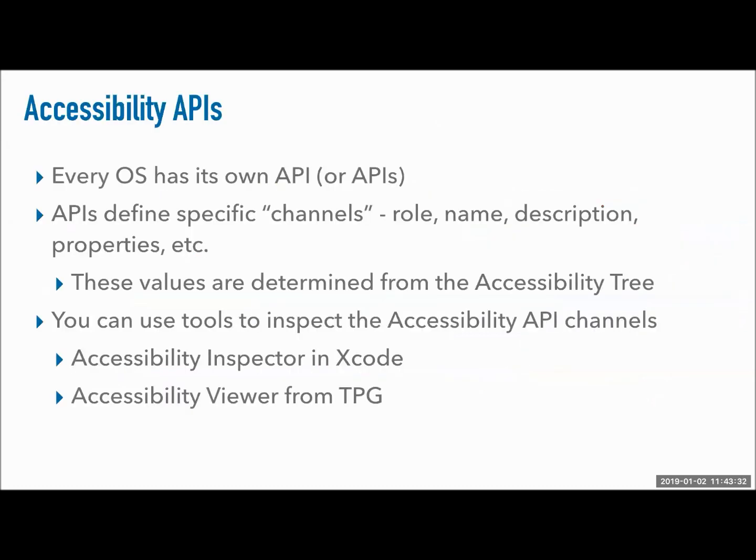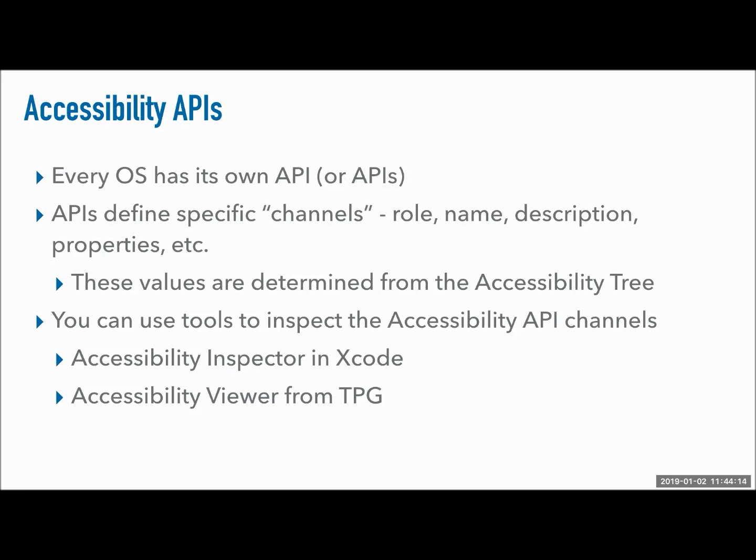So every operating system has its own API, or multiple APIs in some cases, which are just the specification defining how these things are going to be communicated between the software and assistive technology via that operating system. Those APIs define channels, things like role: what is this thing, what does it do? Name: how do we title or tell you what this thing is? Description, properties, whether a checkbox is checked or unchecked, required, and so forth. Those can all be defined via these API channels. And those values are determined from the accessibility tree that's generated in the browser from the content and DOM of our page.